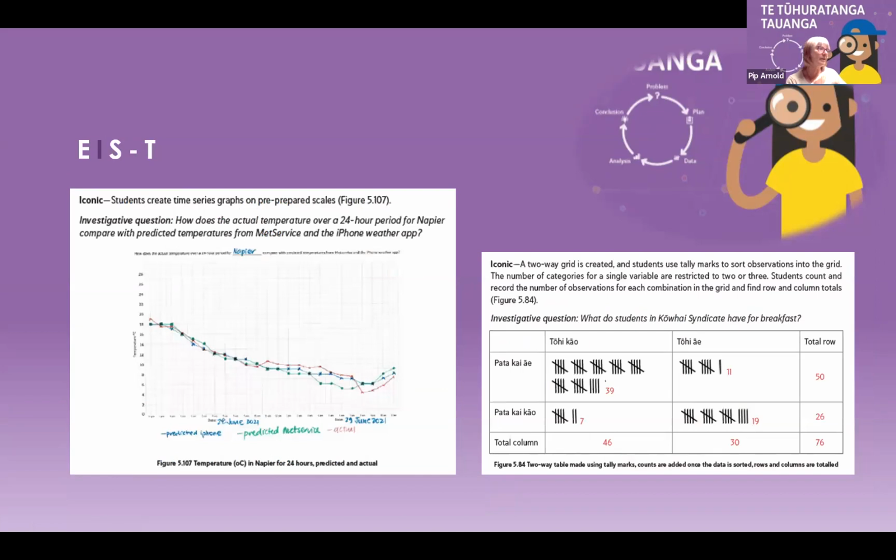And then iconic, so here the structure is given. So this one here is an activity on comparing predicted temperatures with actual values, but the students are given the graph already set up with the times and the temperatures, and so they are just plotting the data. Not just, I mean, that's not as simple as it sounds, but the structure's given to them. And similarly here, they're given a two-way table and then they put the information in it. They're not setting up the two-way table themselves.